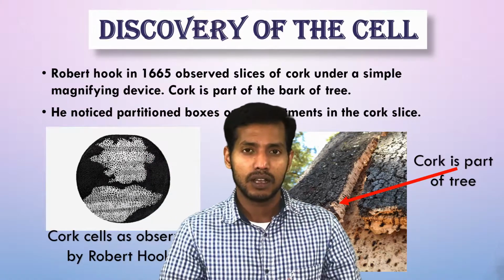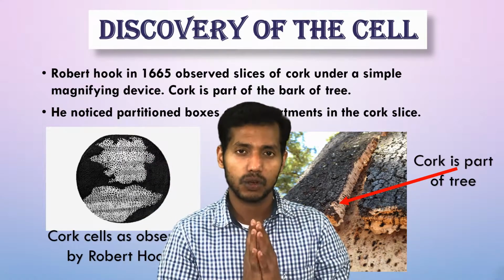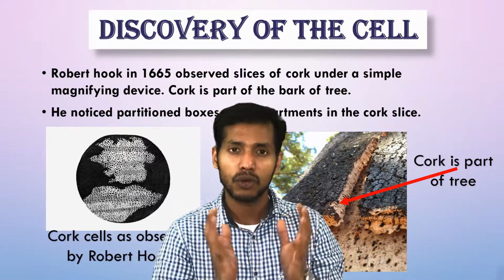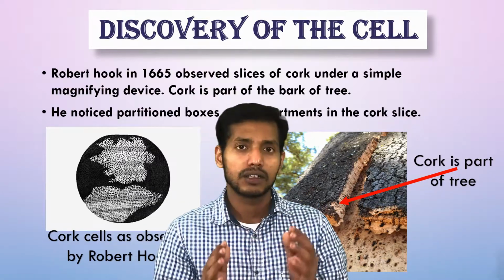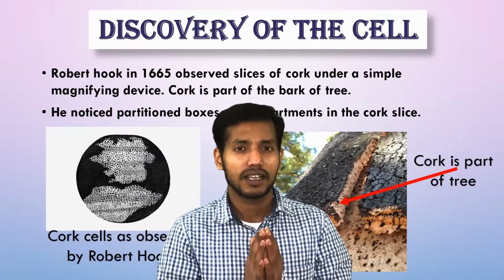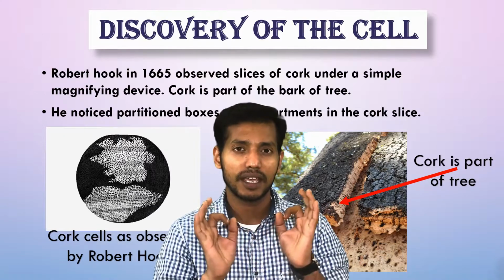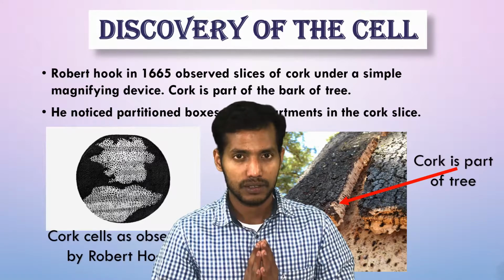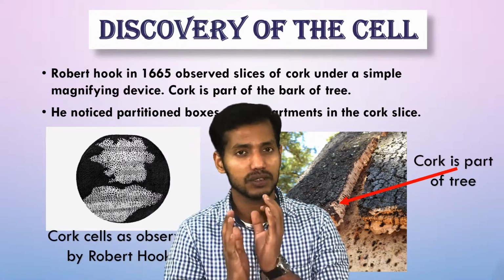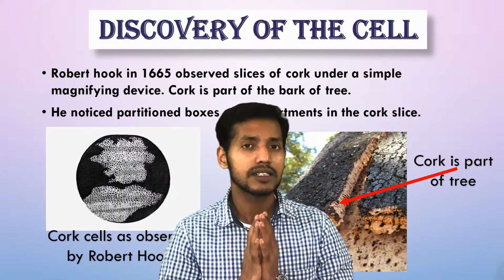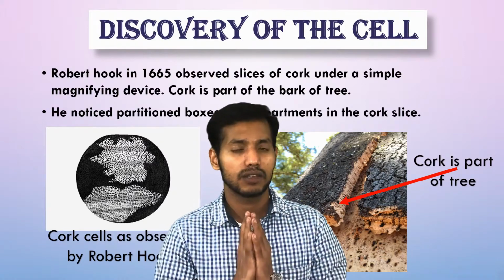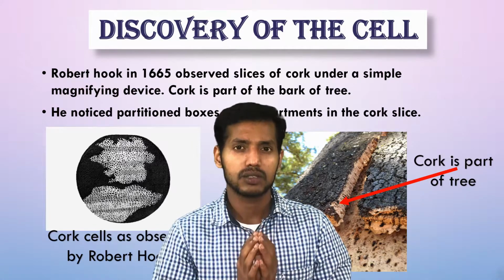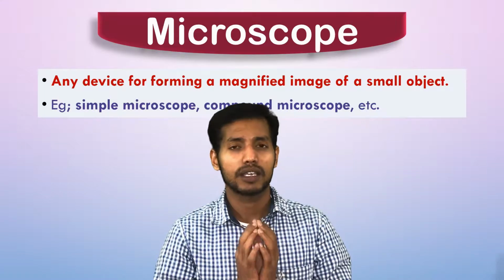Now, as I already told, Robert Hooke observed a slice of cork under a simple magnifying device. That means cells cannot be observed by the naked eye. So we need a certain device to observe cells. So that is what we are going to discuss. Okay. So what is a microscope?